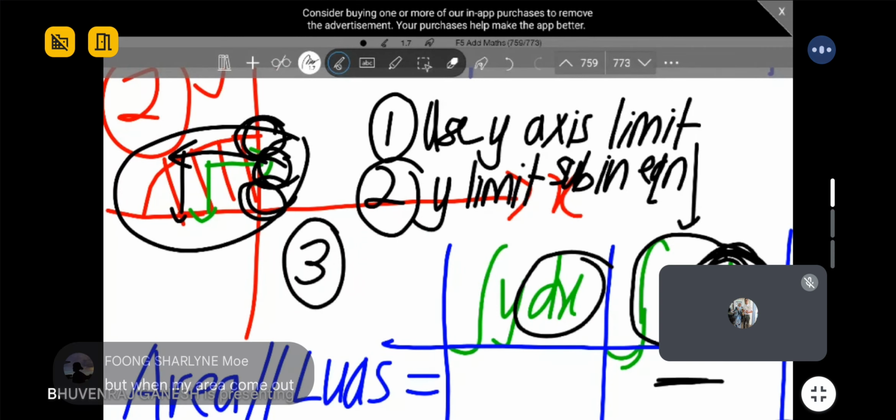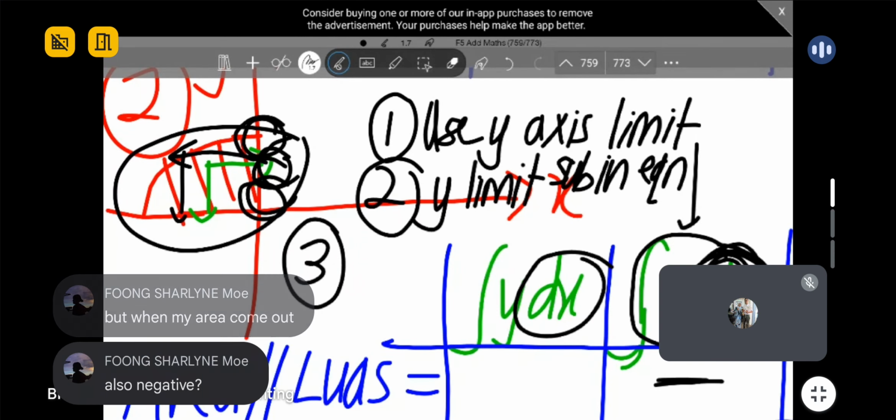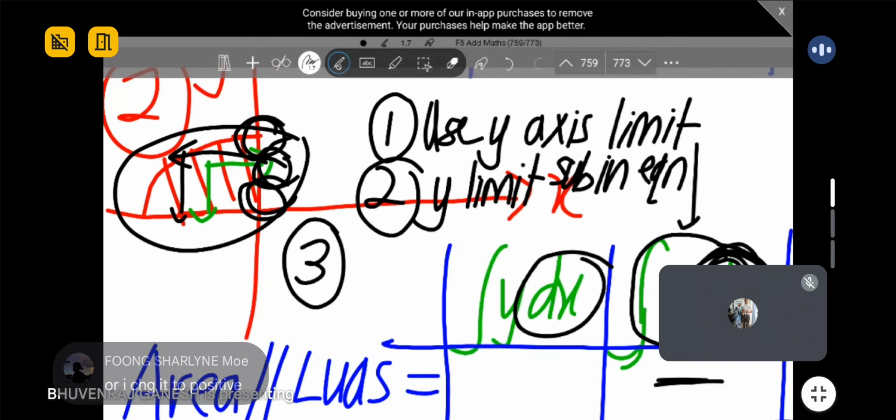Understand the concept. Alright? But when your area comes out, the question asks you area, right? You must change it to positive. Correct. All area will be positive, guys. What I'm talking about now is the original area value that you get. Nilai asal luas kamu. Sebelum kamu bubuh modulus tu, apa nilai dari pengiraan? All of this explains that.